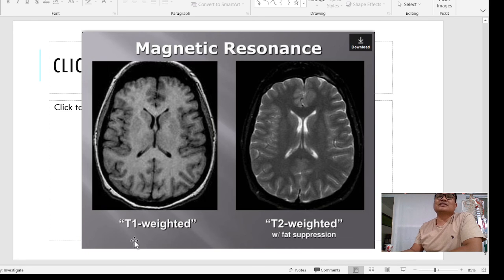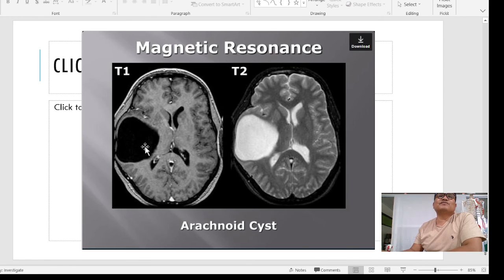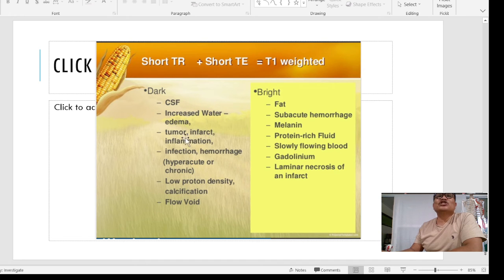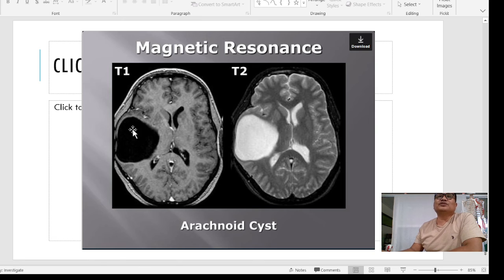So what is the class? Fat suppression. So here you see a void space, black on T1, so fluid, like CSF or edema. But if it is bright, it is bone or blood. Bright on T2 means tumor, infarct, inflammation, water. If it is bright here, it is edema, tumor, or infarct. So this is probably a tumor, or fluid.